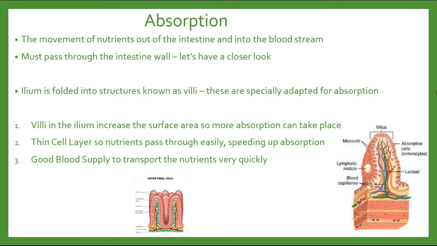The folds within the small intestine are known as villi. The villi have a large surface area that allows more absorption to take place. They also have a thin cell layer, again making it easy for the nutrients to pass through. And the third feature is a very good blood supply, which makes it very quick for the nutrients to leave the intestine and enter into the bloodstream.